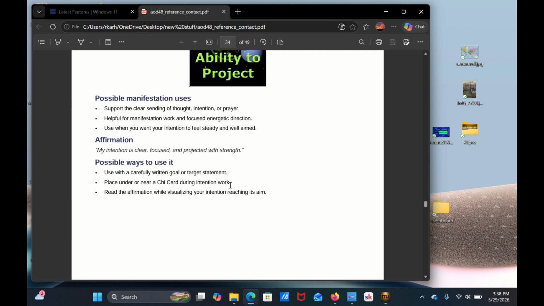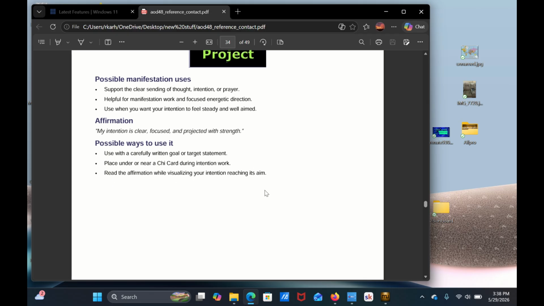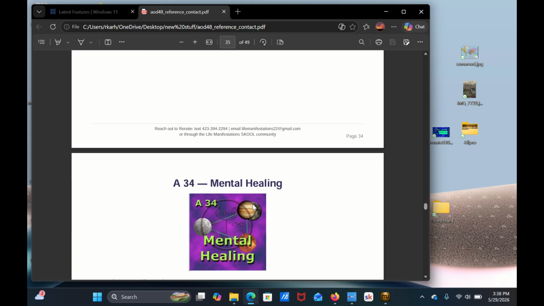Use with a carefully written goal or target statement. Place under or near a chi card during intention work. Read the affirmation while visualizing your intention reaching its aim.